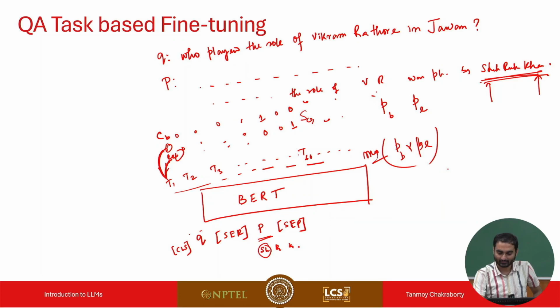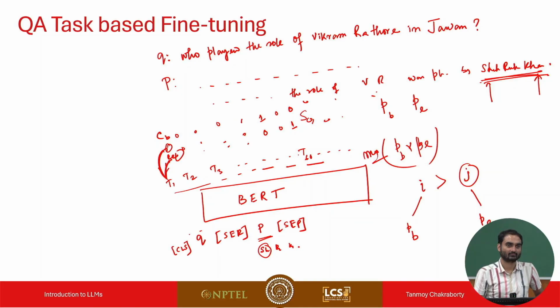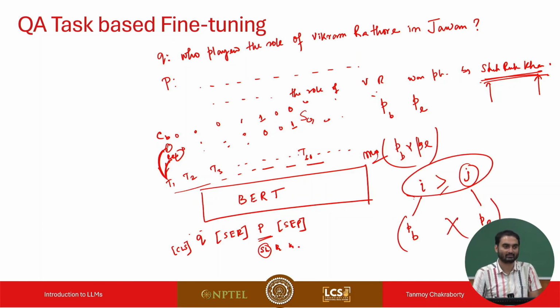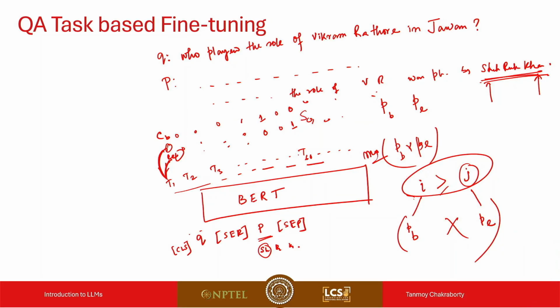I mean, let's say you have chosen i and j as two different positions, and PB comes from i and PE comes from j. j should always be greater than i, of course, right? The end token should come after the beginning token. This is the first condition, or greater than or equal to, because only one token can also be possible. Okay, and then considering this condition, I want to maximize this probability, PB times PE.